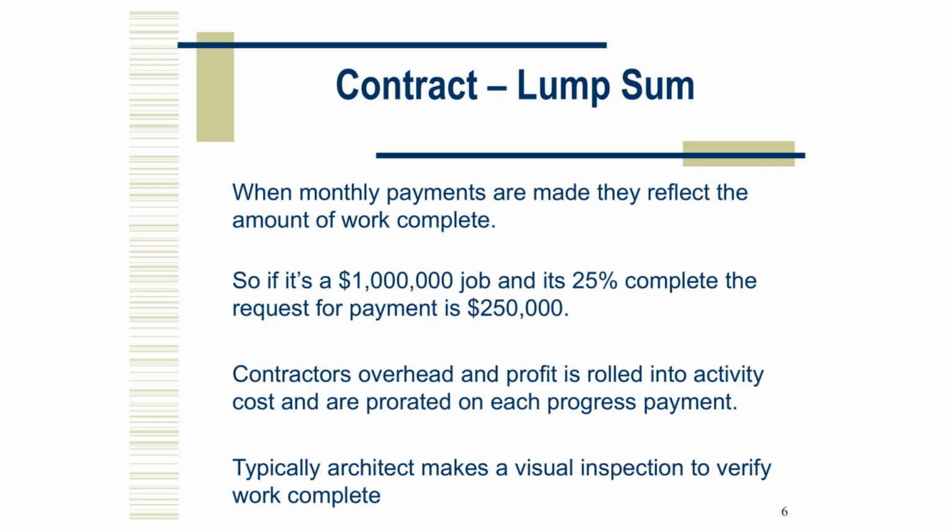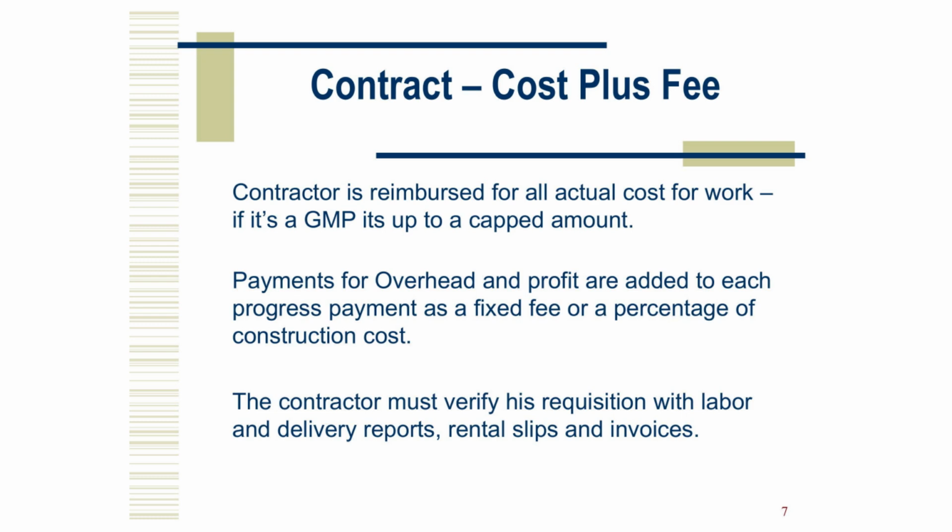In cost plus, the contractor is reimbursed for actual costs. If it is GMP, there is a cap. Overhead and profit are added as a fixed fee or a percentage. Documentation is everything here: labor reports, delivery slips, equipment rental tickets, invoices. Keep them tight and traceable.